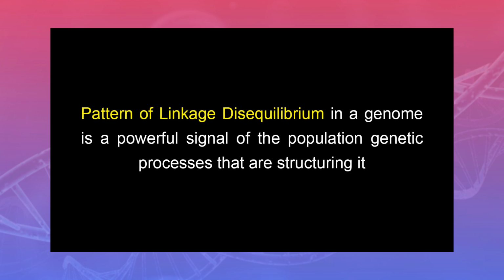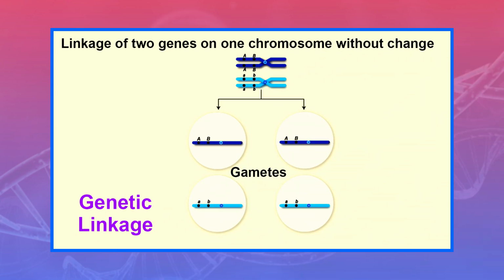As a result, the pattern of linkage disequilibrium in a genome is a powerful signal of the population genetic processes that are structuring it. In spite of its name, linkage disequilibrium may exist between alleles at different loci or positions without any genetic linkage between them, and independently of whether or not allele frequencies are in equilibrium, that is, not changing with time. Furthermore, linkage disequilibrium is sometimes referred to as gametic phase disequilibrium. However, the concept also applies to asexual organisms and therefore does not depend on the presence of gametes.